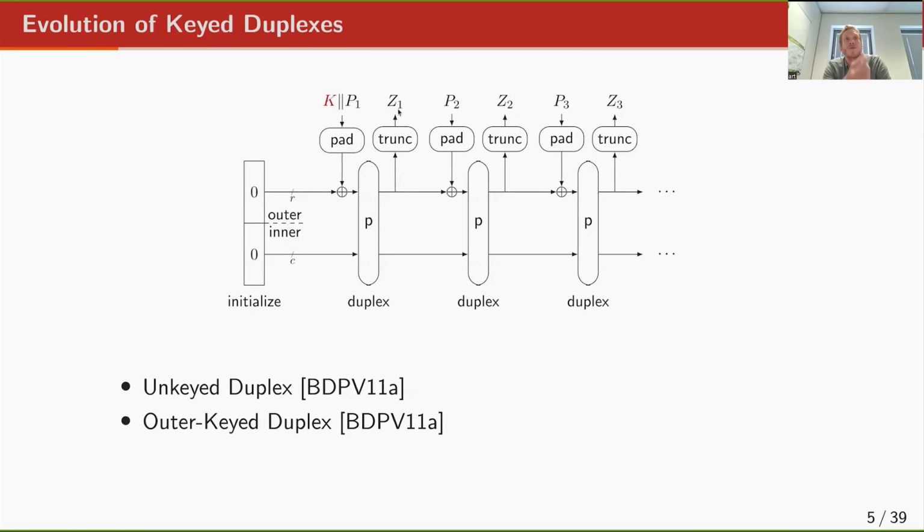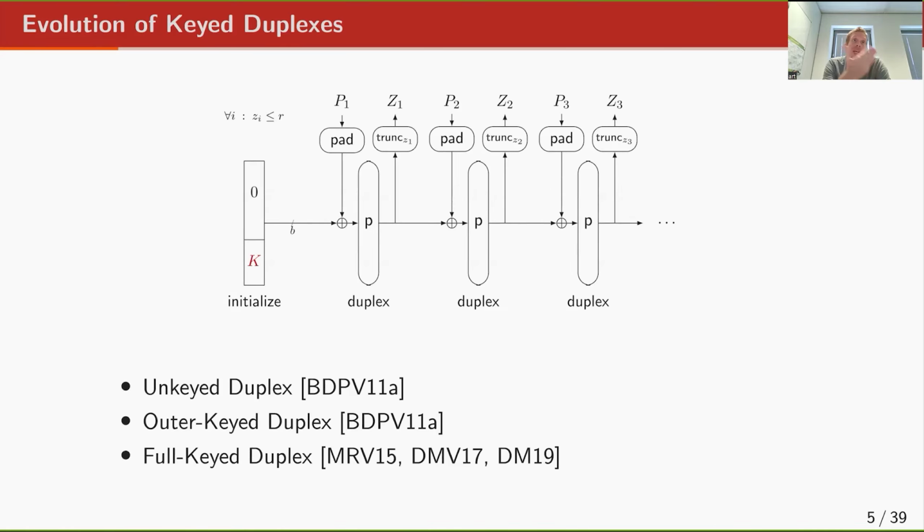So if the key is of size 2R bits, you would absorb the key. Well, you squeeze or you don't squeeze, it depends. You absorb, you squeeze or you don't squeeze, that depends. But this is the idea of the outer keyed duplex.